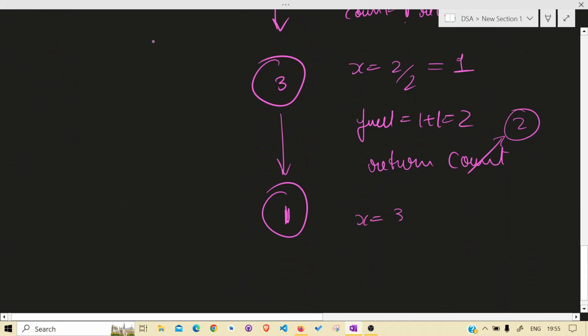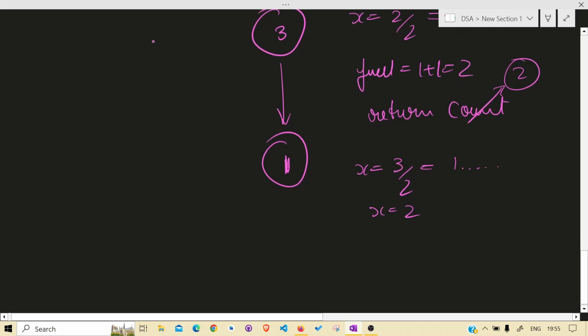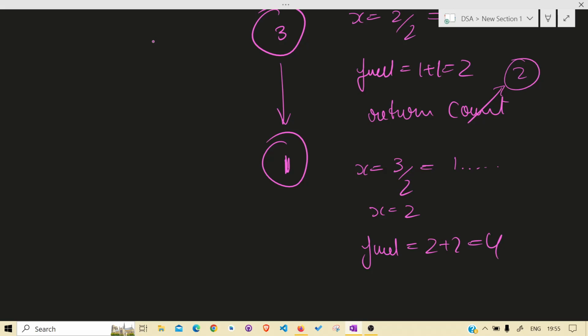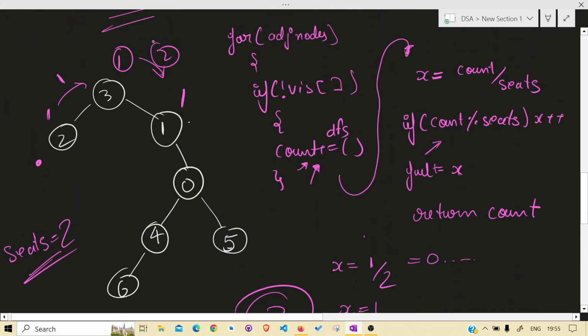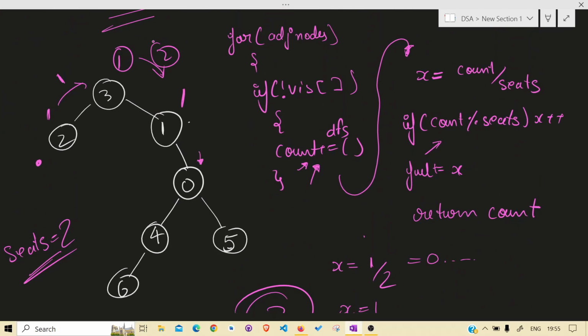X is 3 by 2. It is something something. That's why x will be 2. You know why? Fuel would be 2 plus 2, 4. That's it. Now we fall to 0 and something has to be taken care. When we fall to 0, we reach the destination. So nothing to add.